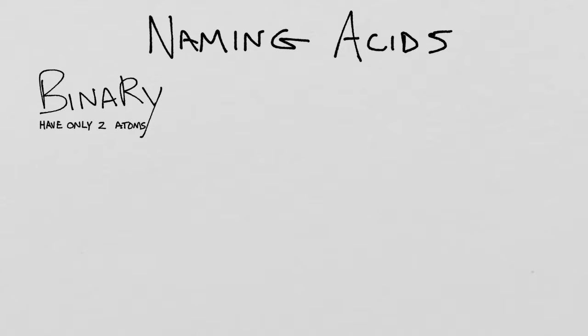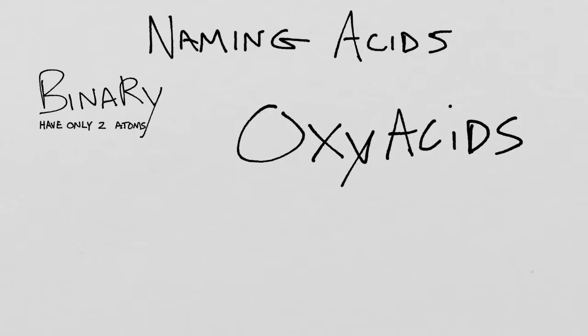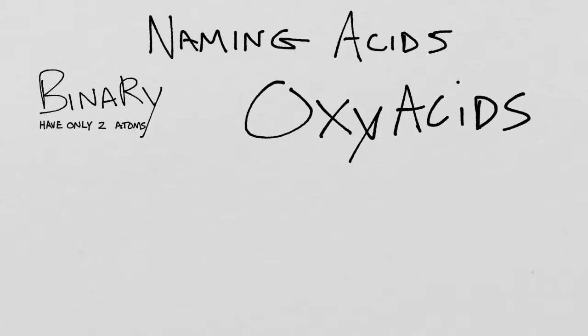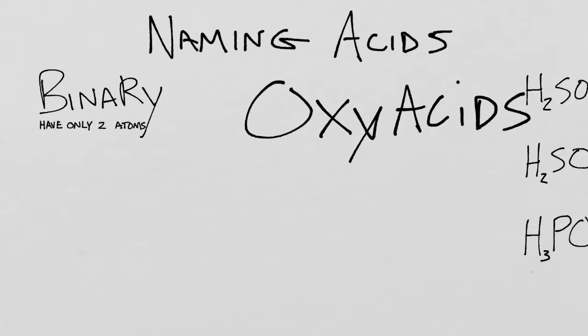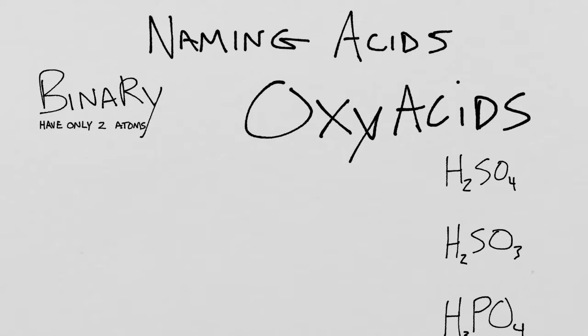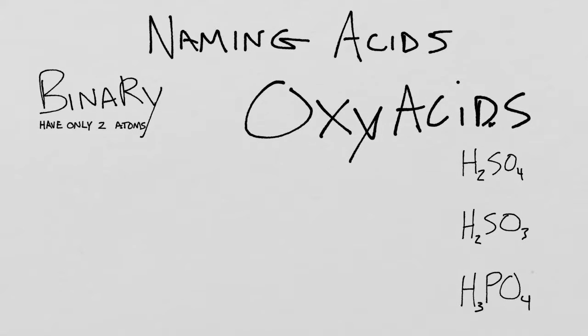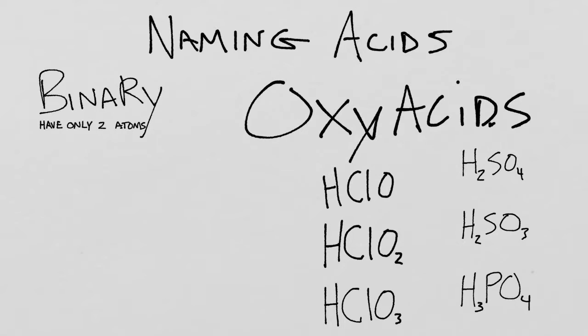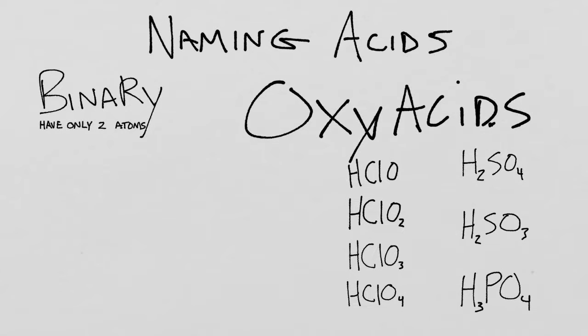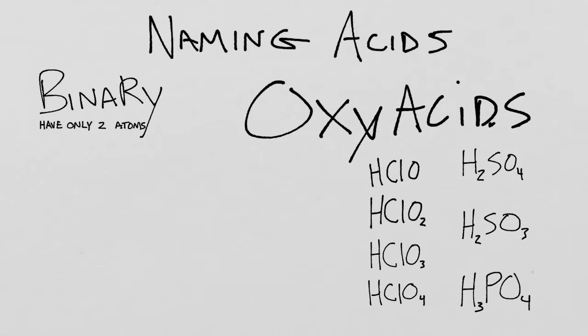We do have another type of acid, and these are called oxyacids. They're called oxyacids because they contain oxygens. And so let me show you a couple of those. Now we have H2SO4, H3PO4. I've got a few more that we can talk about. HClO, HClO2, HClO3, HClO4. There's actually 4 of these. And so what they have in common, obviously, is that they all have oxygens.